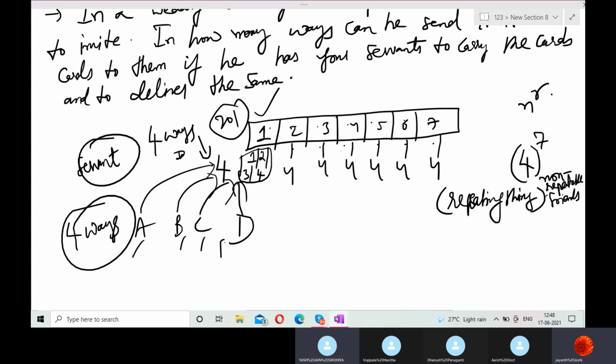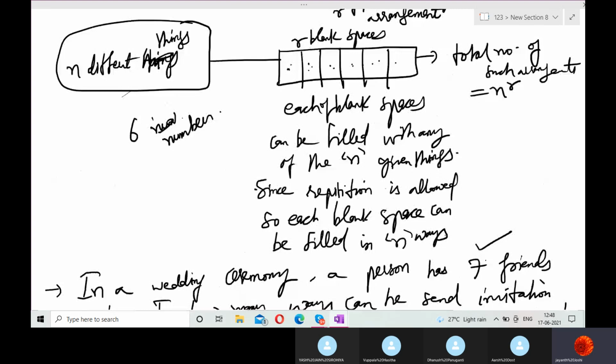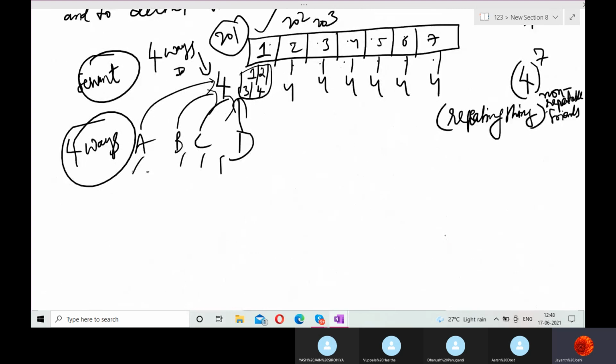Yes, sir. So A, B, C, D are the 4 servants, and flat number 201 can get the card from any of the 4 servants. I'm not saying all of them will go and give 4 cards. What will he do with 4 cards? He will accept from any one of them, but anyone can go. Same is the case with flat 202, 203, like that. So 4 power 7 ways. Please make a note of this question fast. We'll go for the next.